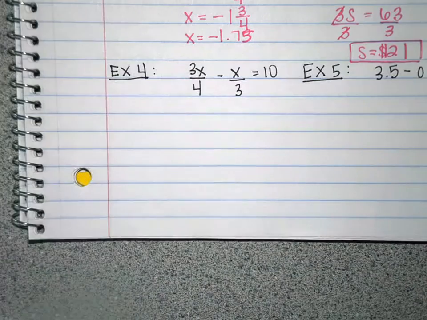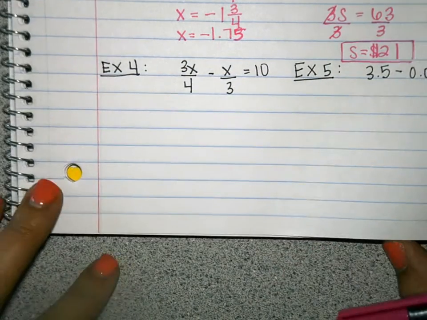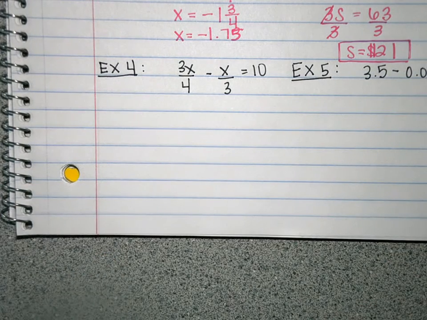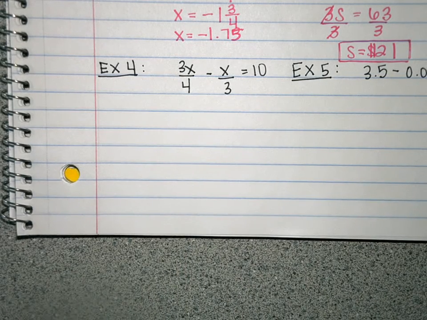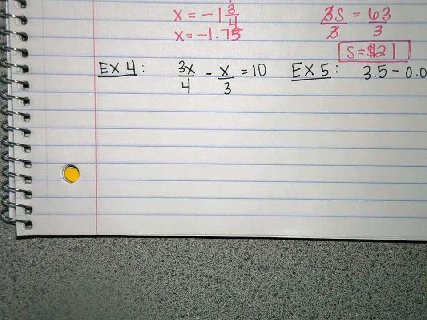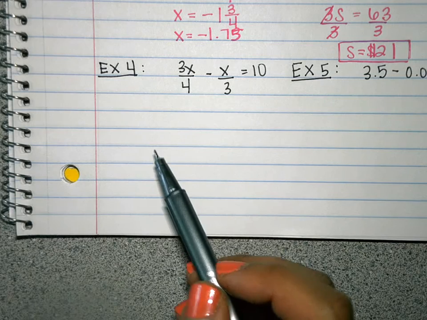So let's do example 4. Three over 4 times x minus x over 3 equals 10. These fraction problems are the reason why we did the least common denominator or least common multiple yesterday, because we want to clear those fractions, and the way that we clear those fractions is by multiplying by the least common multiple. Remember, the least common multiple is the number that both the denominators multiply into.